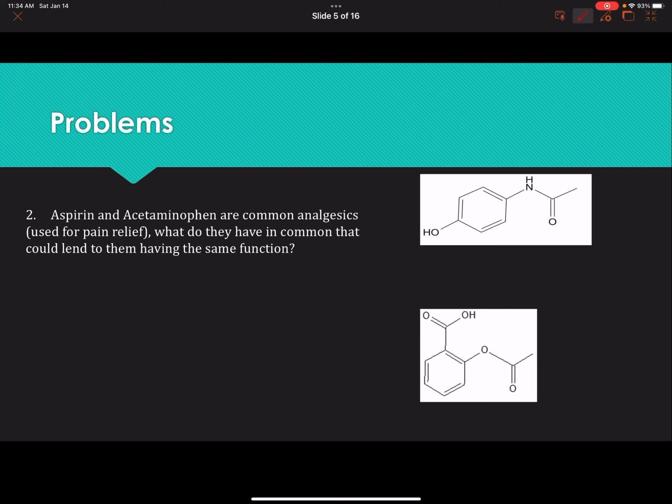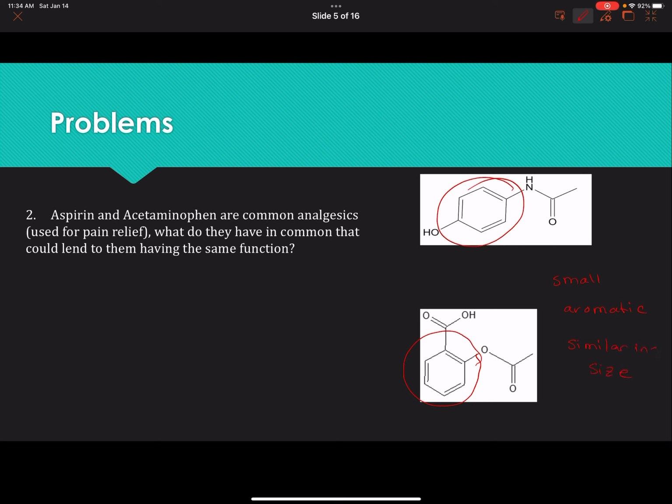Now, I told you the functional groups were going to govern properties. So if we look at aspirin and acetaminophen, they are both common analgesics, both common painkillers. And so we're asked to look at their structures and identify what they have in common that could tend to lead them to having the same function. One of the things is that they both have these small structures. They both share that aromatic group. They are similar in size.